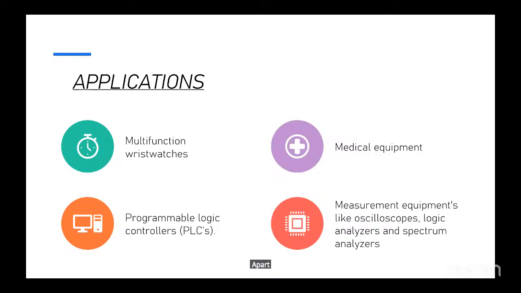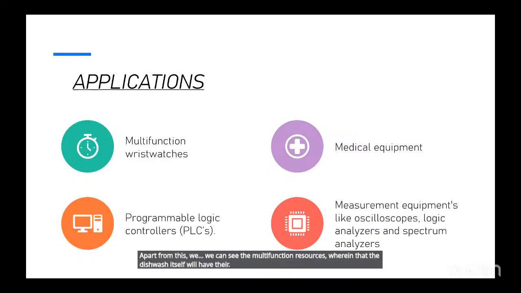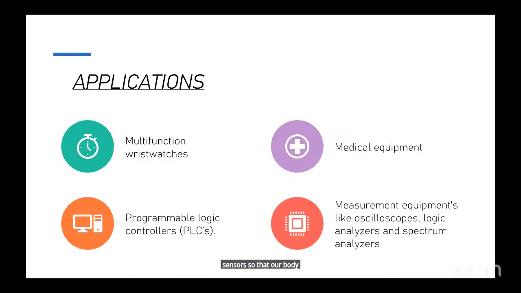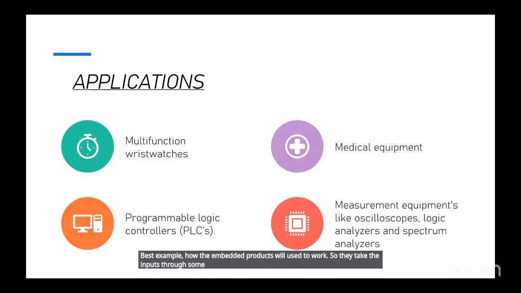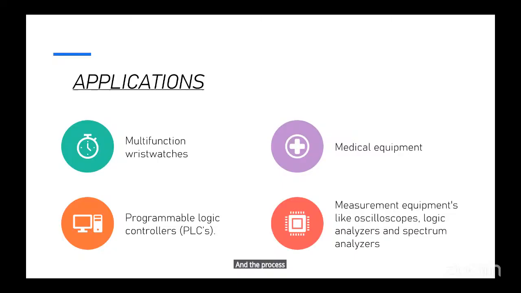Apart from this, we can see multifunction wristwatches, wherein the wristwatch itself has sensors so that it can measure our heart rate or SpO2, the oxygen level, with some sensor inputs, and display the outputs. This is a very good example of how embedded products work. They take the inputs through some sensing elements, process the data and give the output.